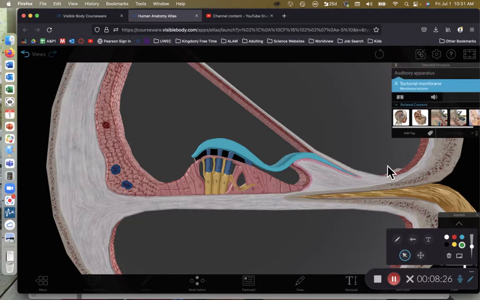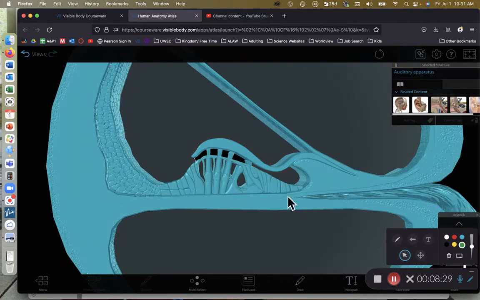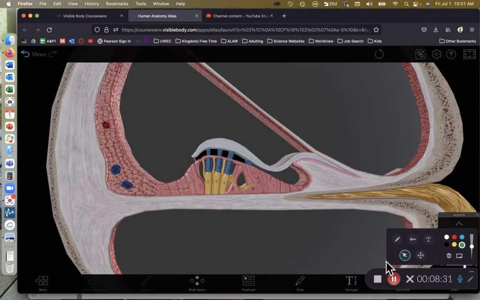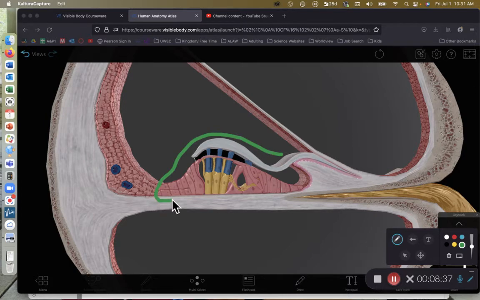Now, as we're looking at this structure right here for the spiral organ, I want you to focus on this structure that I'm outlining. This is our spiral organ. This spiral organ is what's going to take the vibrations that are sent to the inner ear and convert them into action potentials that are interpreted by our brain as sound.